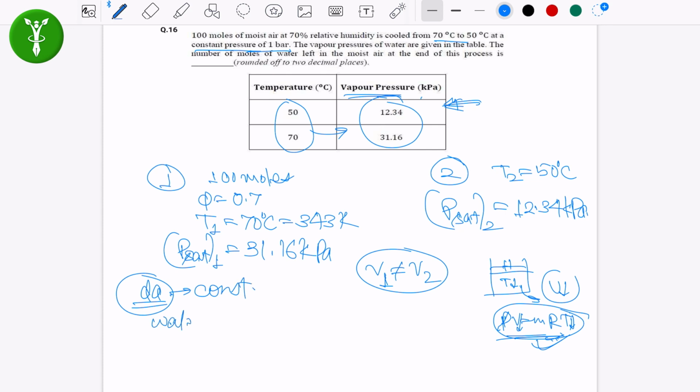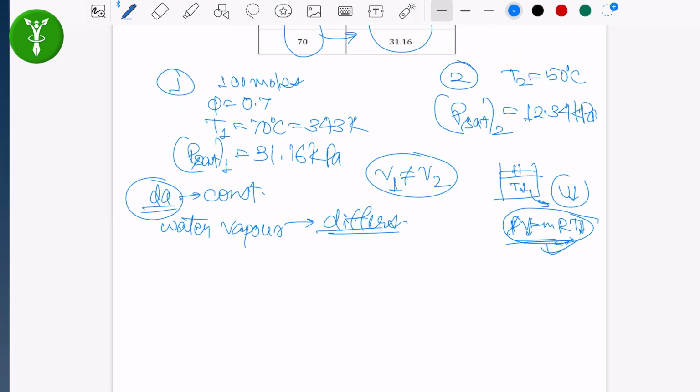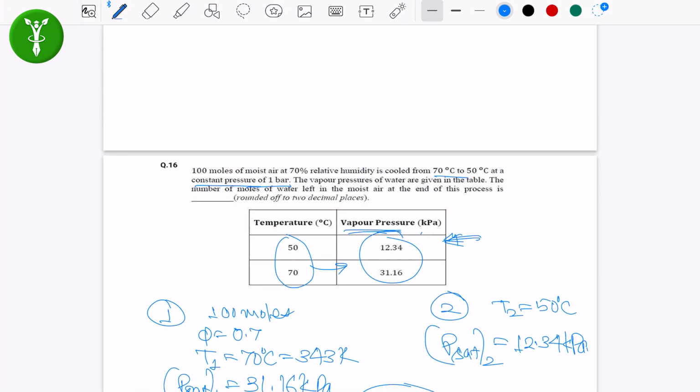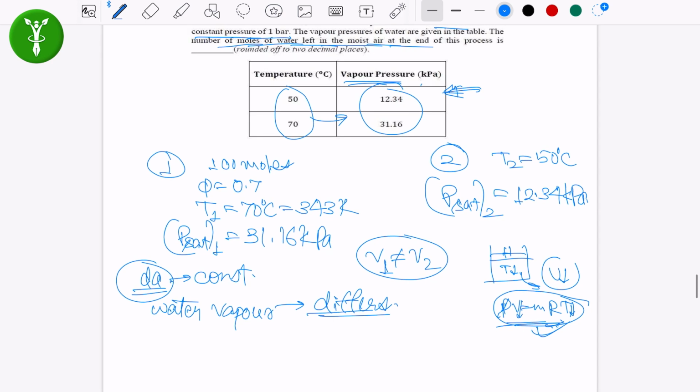What changes is the water vapor content. It only differs. So at 1, we are asked to find out the number of moles of water vapor left in the moist air. Let's calculate the number of moles in the initial condition, first condition, then compare it with the second condition.